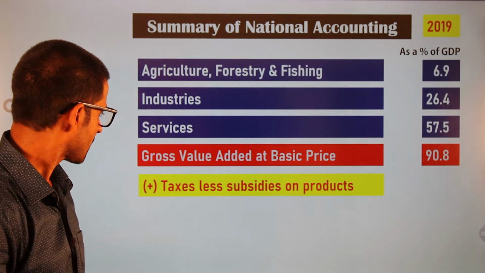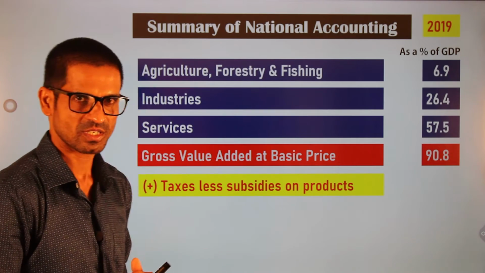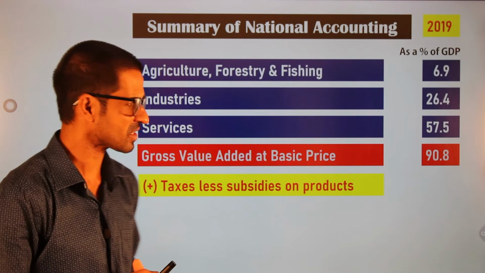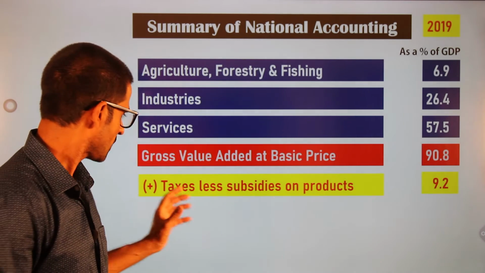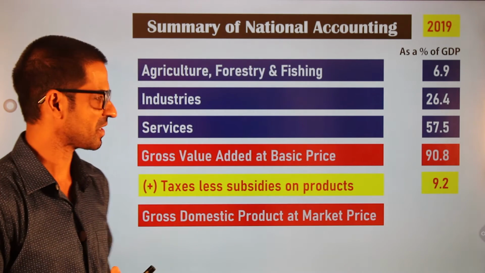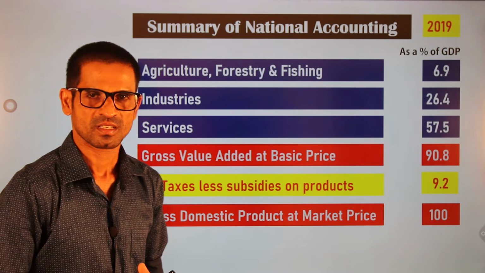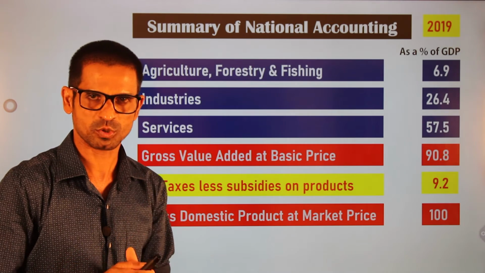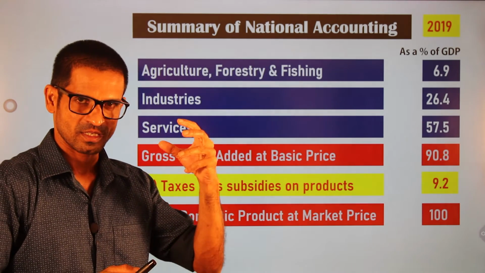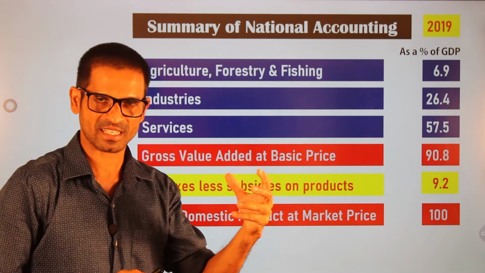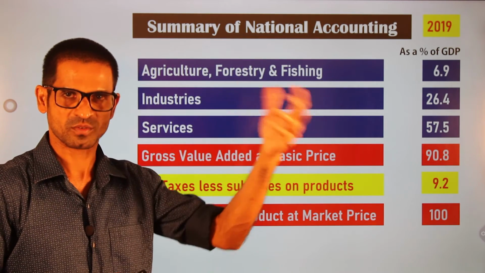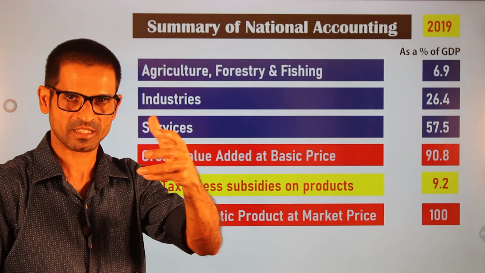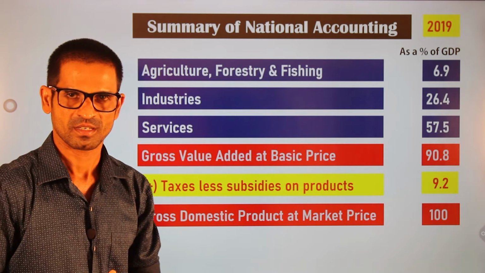So when you add those taxes less subsidies on products, goods and services, or you can call it net taxes on products, which is 9.2, it becomes gross domestic product at market price, which is 100%. And actually these taxes less subsidies on products can be divided into two. One, taxes less subsidies or net taxes on products paid by the producers, right? And net taxes on products paid by consumers or purchasers.